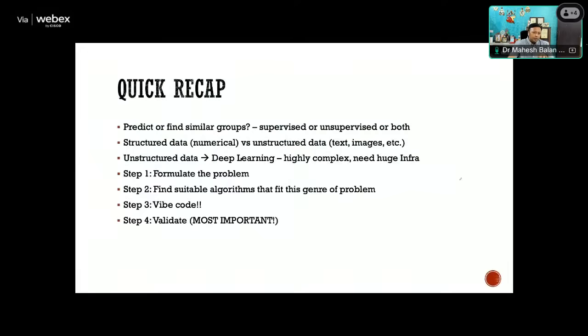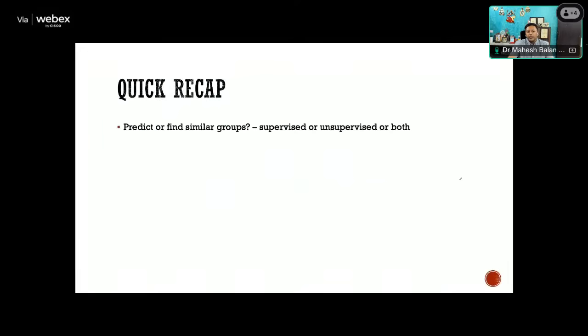So to summarize, just a quick recap. We found that problems can be split into predictive and non-predictive. Sometimes all I care about is finding similar groups.